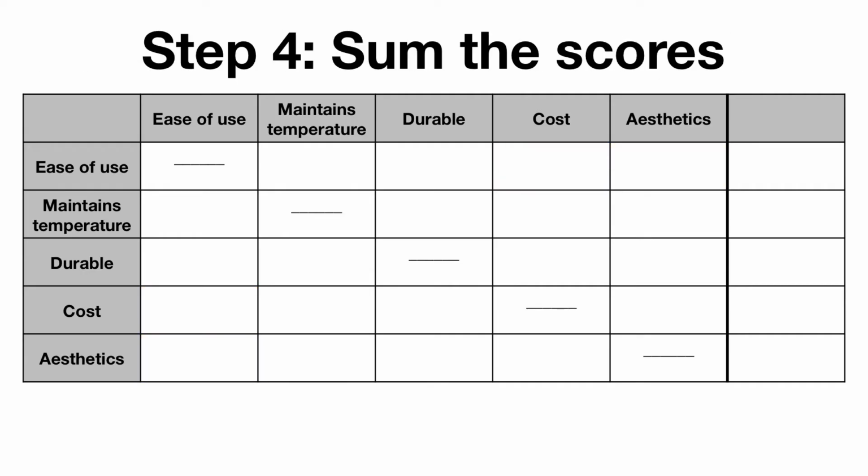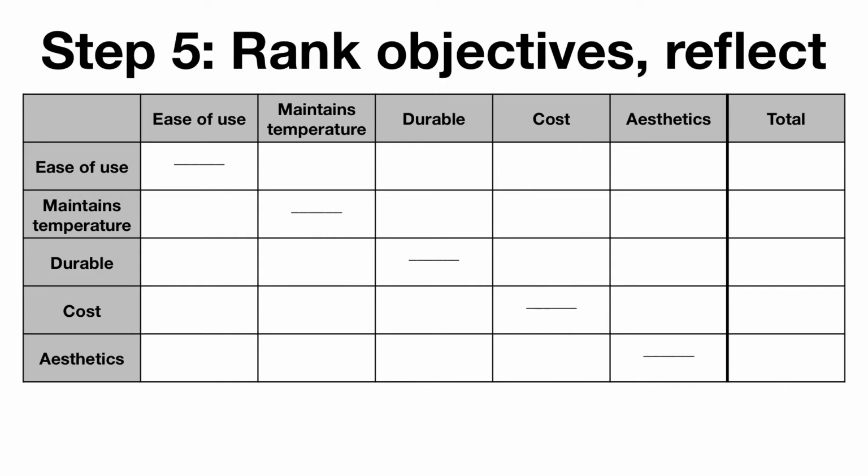The fourth step is to sum across each row to determine the total. The fifth step is to rank the objectives and reflect on the results.